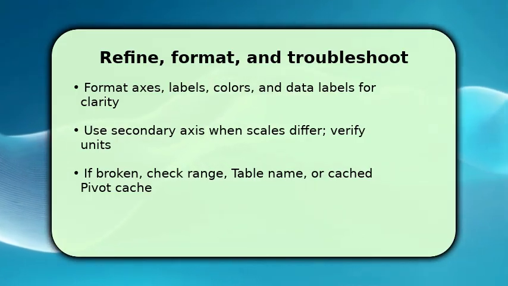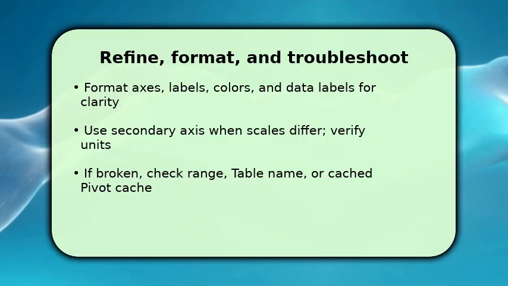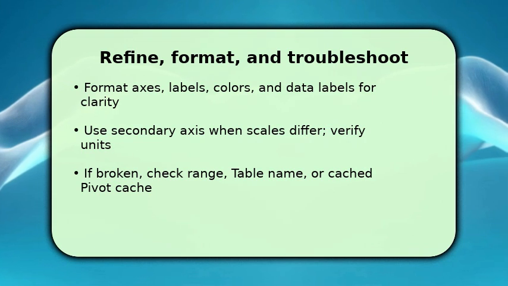Once polished, test interactivity. Change slicers, refresh pivot data, and confirm table ranges updated. If a chart appears blank or wrong, check the named range or table reference, refresh the pivot cache, and verify there are no hidden filters or mismatched data types. This usually fixes it.